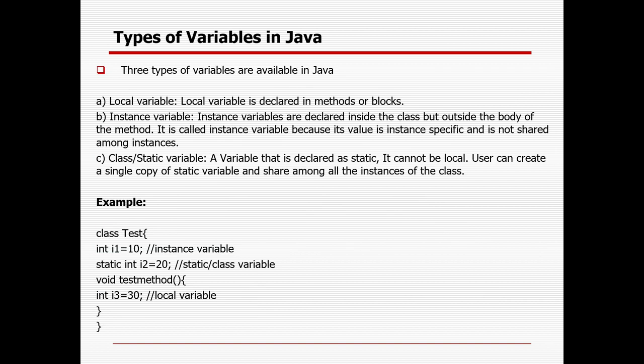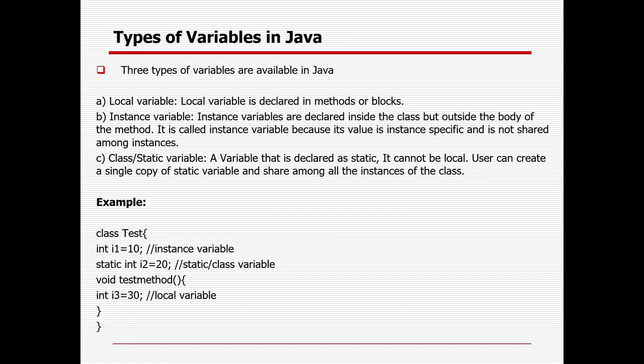There are three types of variables available in Java. What are those? Local variable, instance variable, and the class or static variable. Local variable means it is only accessible locally within that method. You cannot use it outside that method. So that is called local variable.